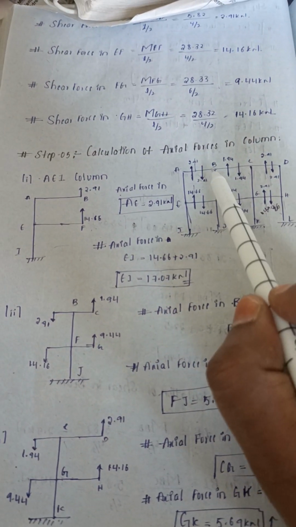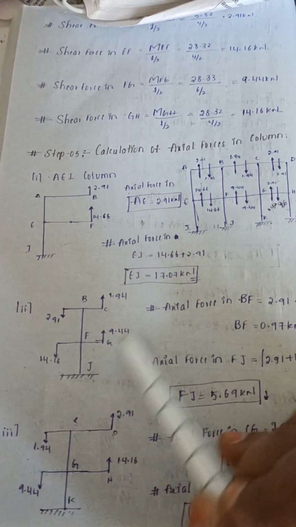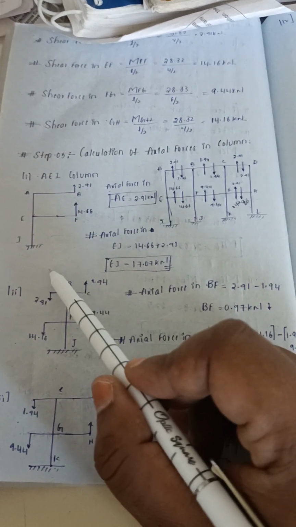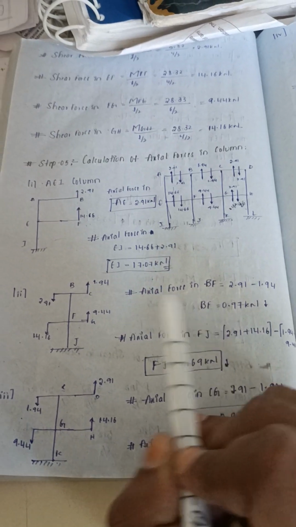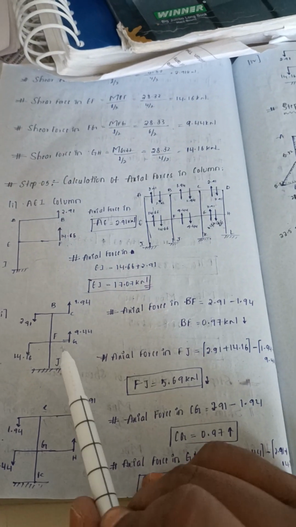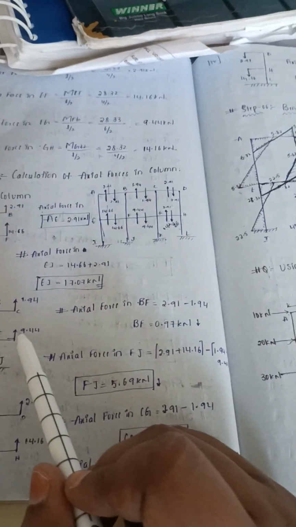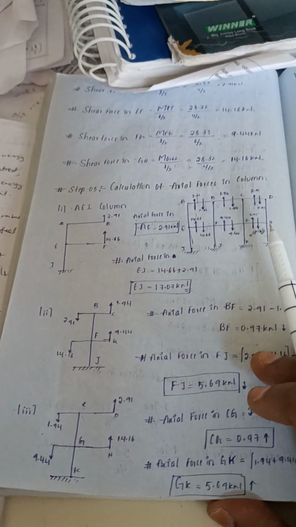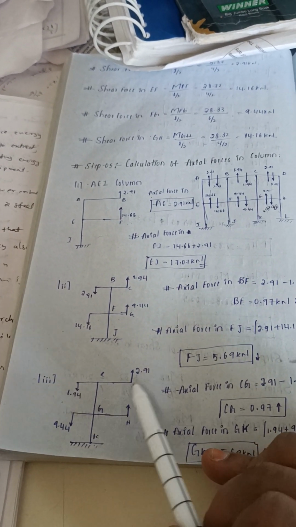Next, take this column. So here we have this downwards, this upwards, here downwards, upwards. Show only these forces. Then for BF column, this 2.91 greater minus smaller. Okay, 2.91 minus 1.94, so 0.97 downwards. Next, axial forces in FJ, so 2.91 plus 14.16, both we have to take, minus 1.94 plus 9.44, we will get 5.69 downwards.